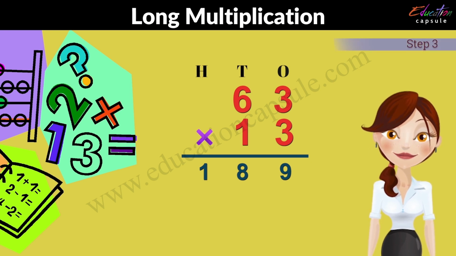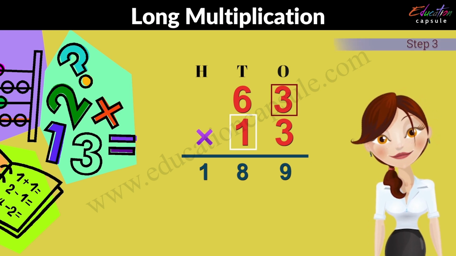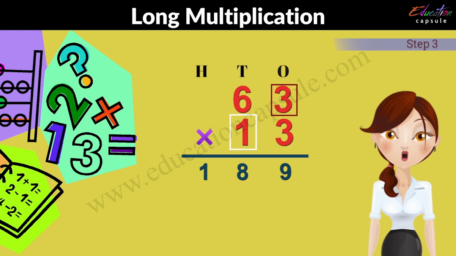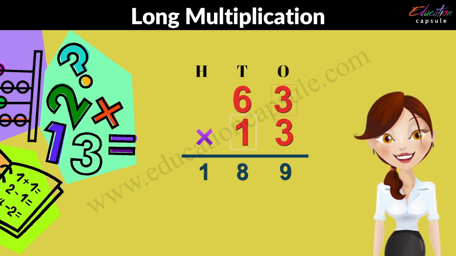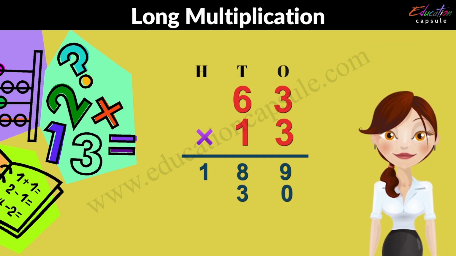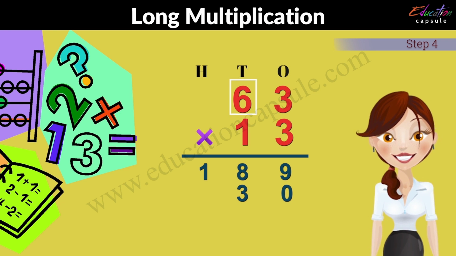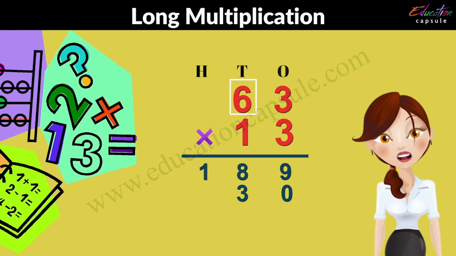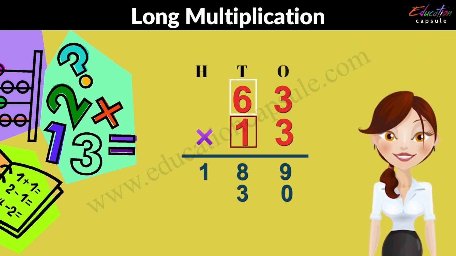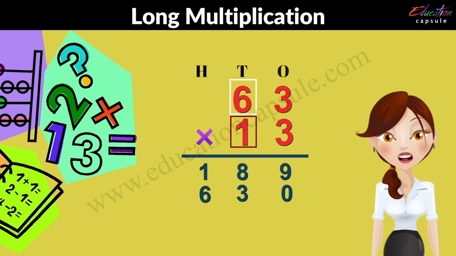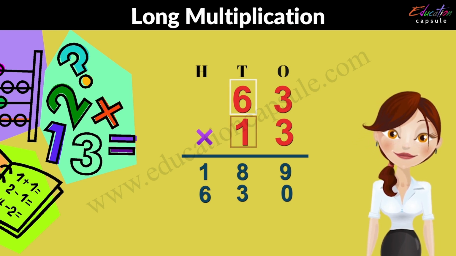Step number 3. Multiply 3 ones by 1 ten. So 3 times 10 is 30. Step number 4. Multiply 6 tens by 1 ten. Now 60 times 10 is 600. We will write 6 in the hundreds column.